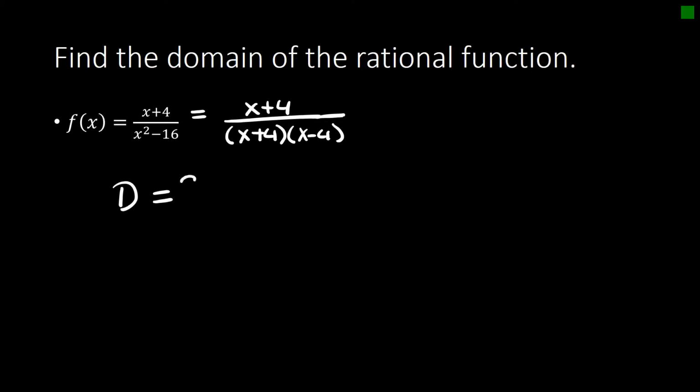So the domain will be the set of all x such that x is not negative 4 or 4. Again, yes, you can cancel out x plus 4 in the numerator and denominator, but in the original function, negative 4 would still make that x squared minus 16 0. So you have to exclude that as well.